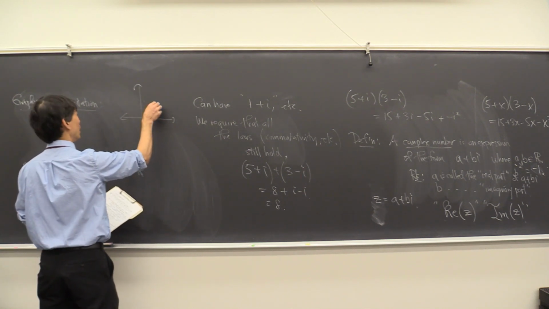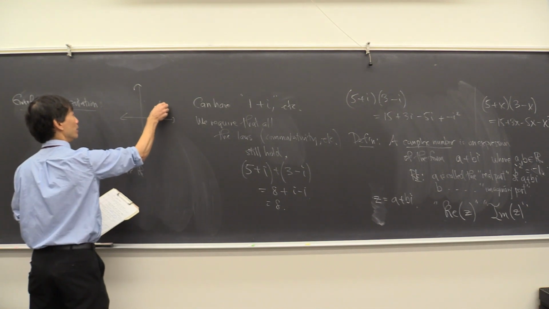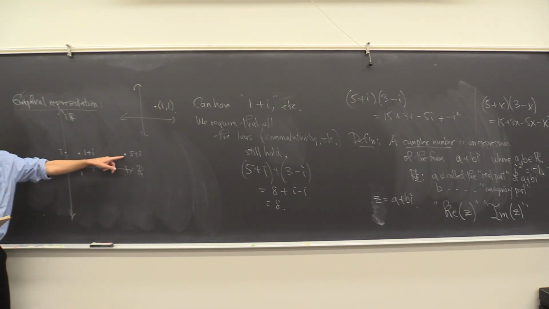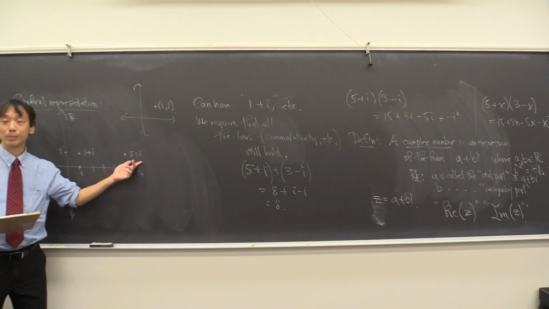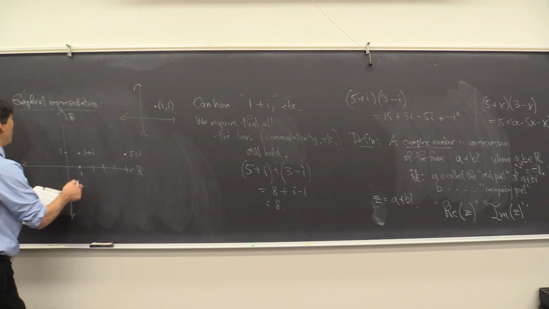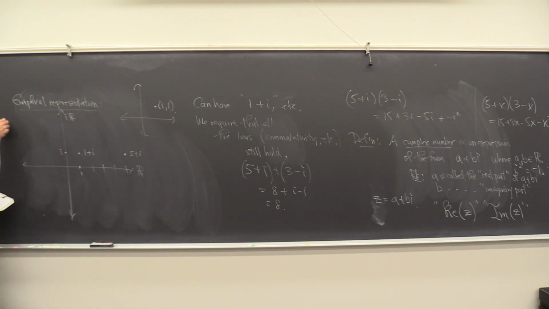So 1 plus i corresponds to 1 comma 1, right? 5 plus i corresponds to 5 comma 1, and so on and so forth. So you take your complex numbers, a plus bi, and then you switch them over to a comma b, and then represent them on the plane here. Is that making sense?